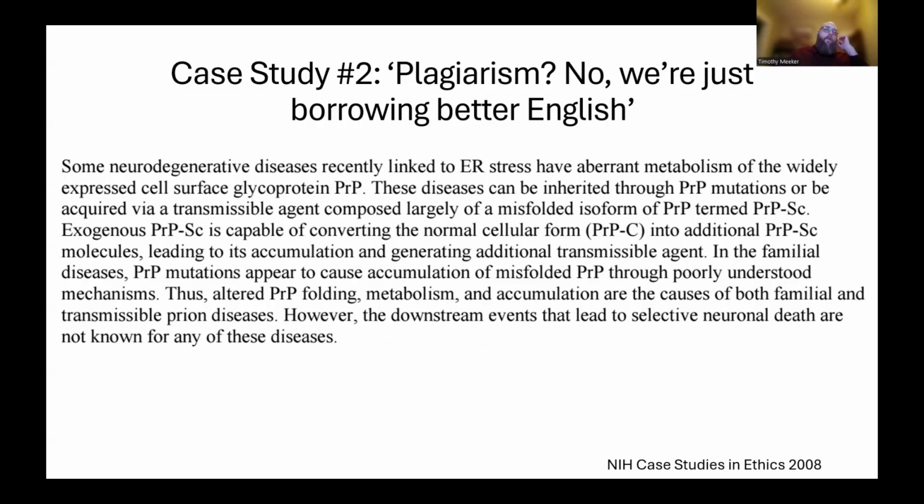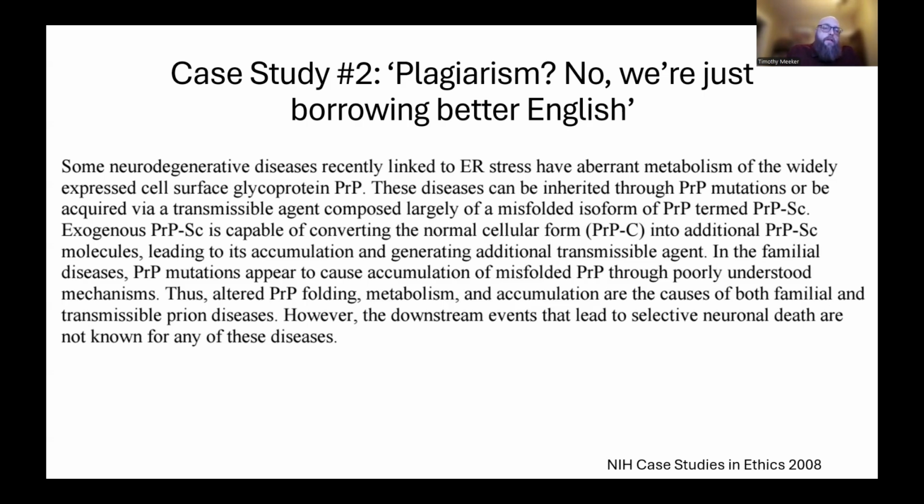So I'll read this. Some neurodegenerative diseases recently linked to ER stress have aberrant metabolism of the widely expressed cell surface glycoprotein, PRP. These diseases can be inherited through PRP mutations or be acquired via a transmissible agent composed largely of a misfolded isoform of PRP termed PRPSC. Exogenous PRPSC is capable of converting the normal cellular form, PRPC, into additional PRPSC molecules, leading to its accumulation and generating additional transmissible agent.